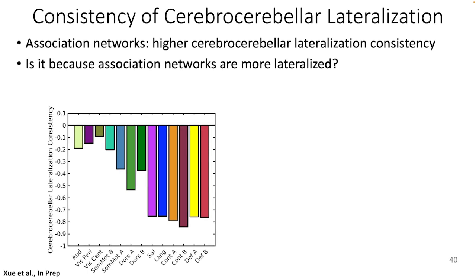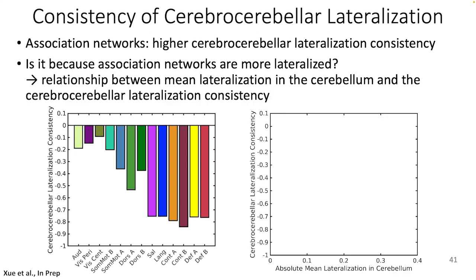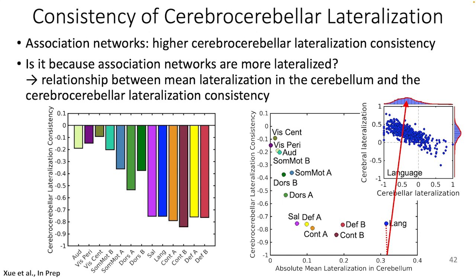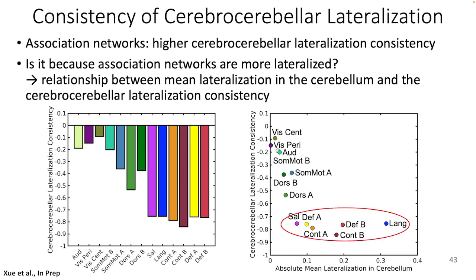Now, let's explore whether the higher cerebral-cerebellar lateralization consistency in association networks is due to greater lateralization or not. We can plot the mean lateralization in the cerebellum against the consistency. The y-axis is the consistency, the same as the left figure, and the x-axis represents the mean lateralization in the cerebellum. We notice that these association networks always show higher lateralization consistency, regardless of the mean lateralization level in the cerebellum.